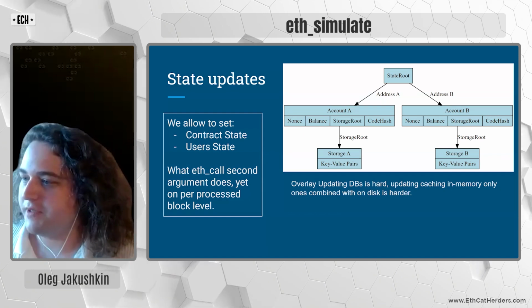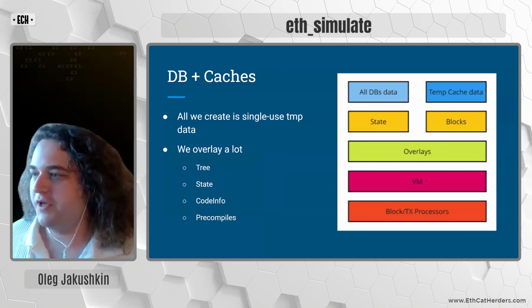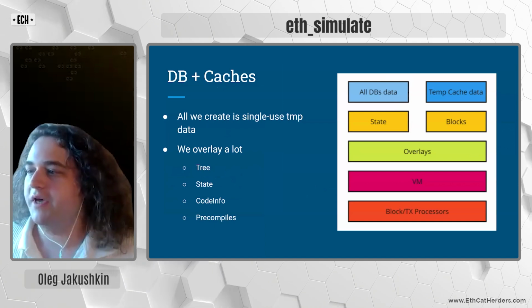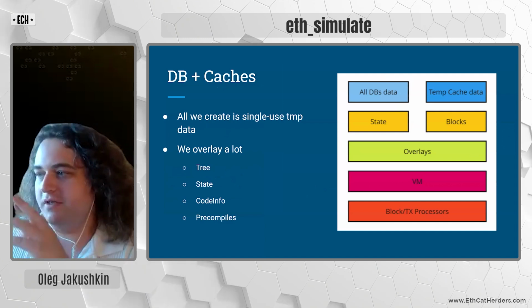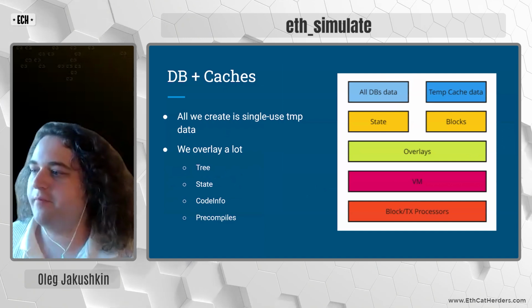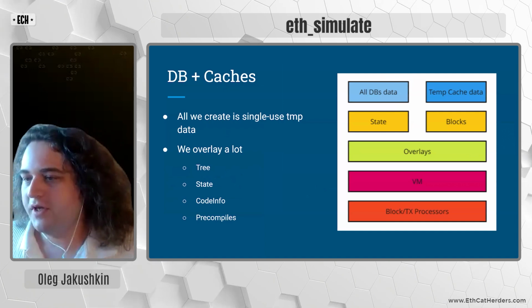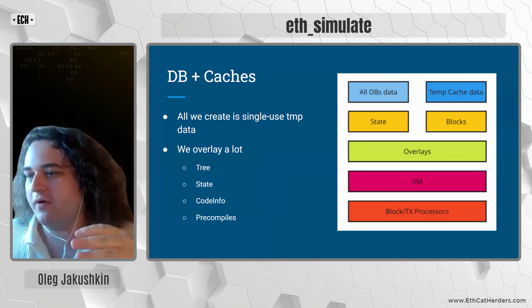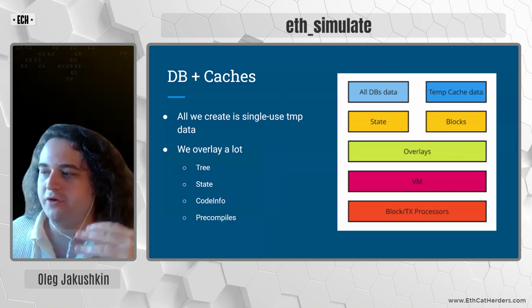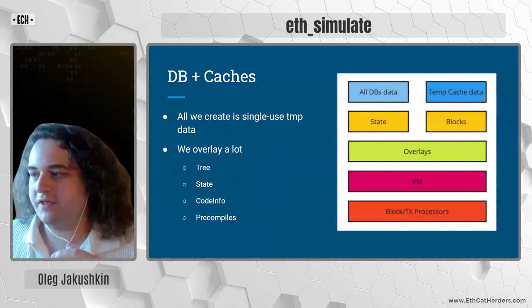So let's go to the next slide, please. The database structure roughly looked like you can see in the picture. We had our persistent database, a database in cache, in temporary memory, and from them we got our state and our blocks. On top of all of them, we needed to create overlays that would be fed into our virtual machine, which would be able to write into them and read the updated temporary state from them.